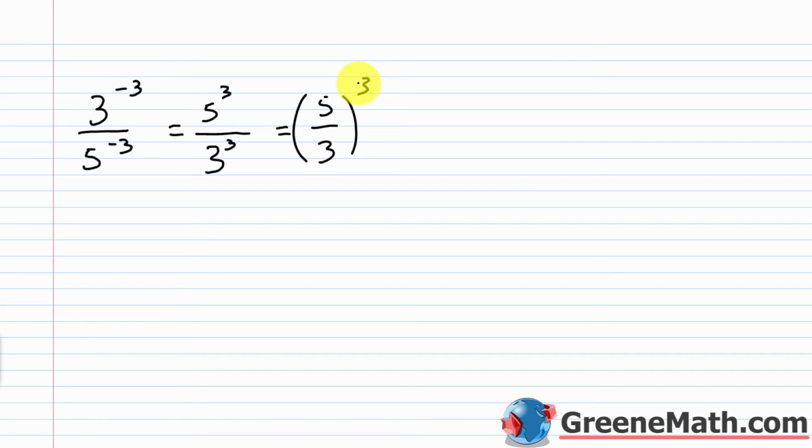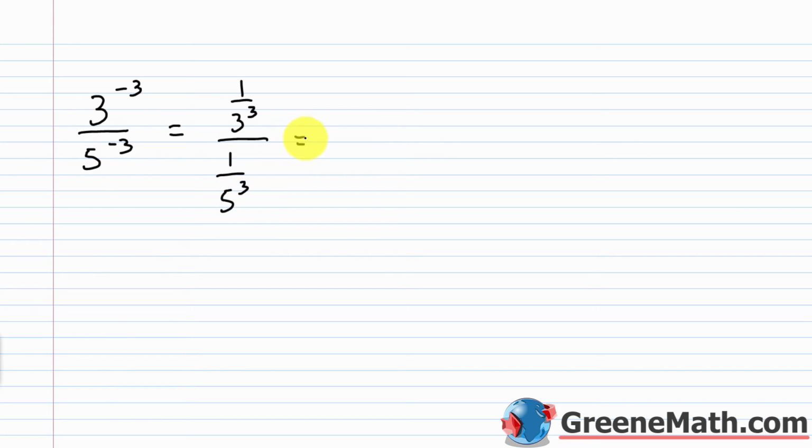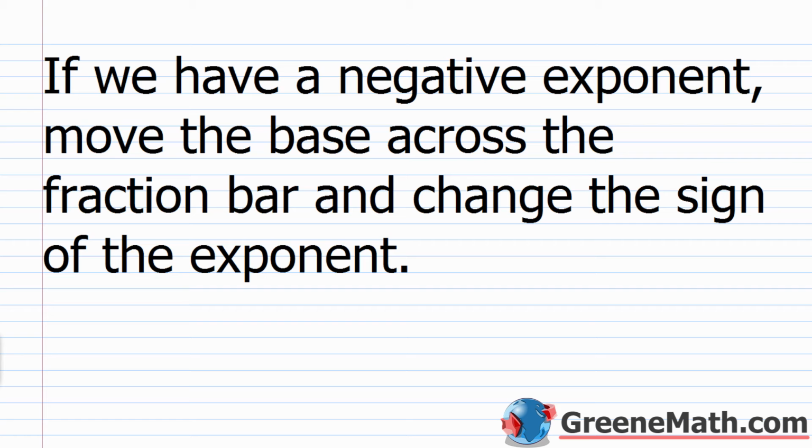Now, if you want to go about it the slow way, you can certainly do that. So 3 to the power of negative 3 is 1 over 3 cubed. And this is over, we have 5 to the power of negative 3, which is 1 over 5 cubed. We know how to divide fractions. The first one stayed the same, so 1 over 3 cubed. We're going to multiply this by the reciprocal of 1 over 5 cubed, which is 5 cubed over 1. Of course, we get 5 cubed over 3 cubed. So that leads us to this little simple rule here. If we have a negative exponent, move the base across the fraction bar and change the sign of the exponent.